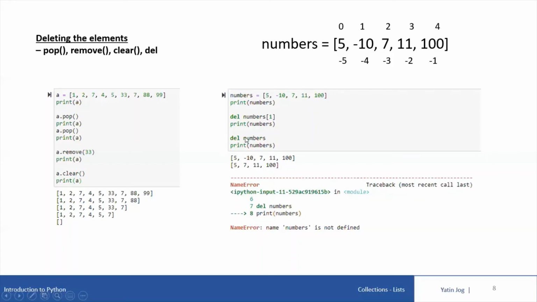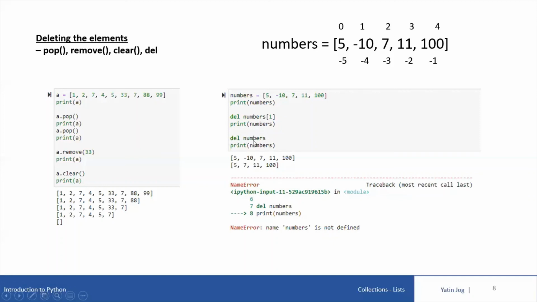Now we can also use this del function to completely delete the whole list variable itself from the memory. So when I say del numbers, the whole variable with its values, the variable itself has been deleted. That means now there is no variable with the name numbers. The variable itself has been deleted from the execution memory. So now if I say print numbers, you will get a name error. What is a name error? Name numbers is not defined. Why is it not defined? Because we have deleted it with the del function.